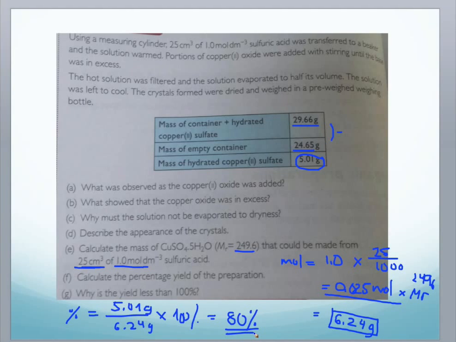And the final question is asking, why is the yield less than 100? Well, there's quite a few reasons you could put, but the most common ones is because some of the saturated solution did not crystallize. We could also have let too much water evaporate, therefore we have some anhydrous salt that was formed. And also some of the solution might have been lost during transfer and filtration, so when we're filtering it, some could have remained on the filter paper, therefore reducing our actual yield.